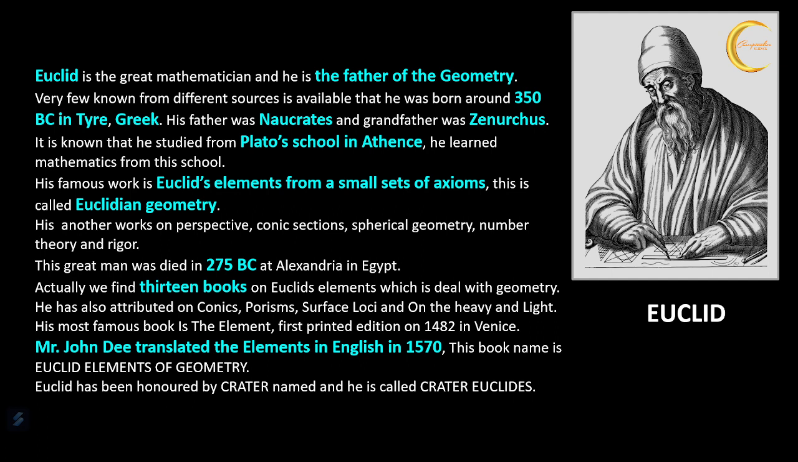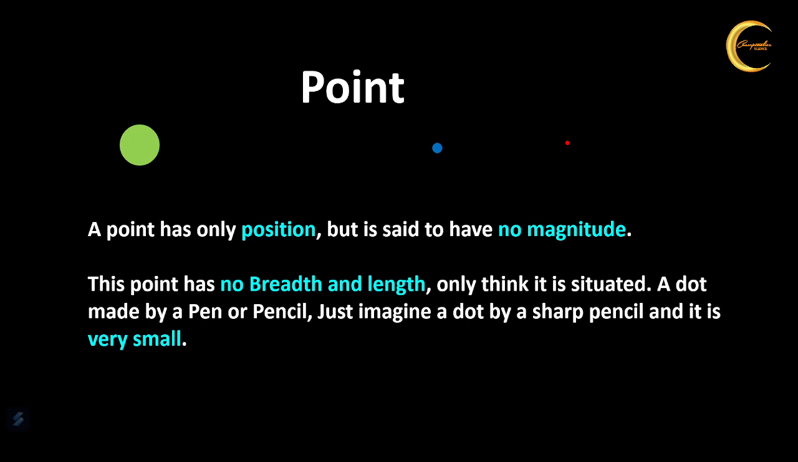This great man died in 275 BC in Alexandria in Egypt, and we find about 13 books in Euclid's Elements, which deals with geometry. This book was first printed in 1482 in Venice, and Mr. John Dee first translated the Elements into English in 1570. The book's name is Euclid's Elements of Geometry.